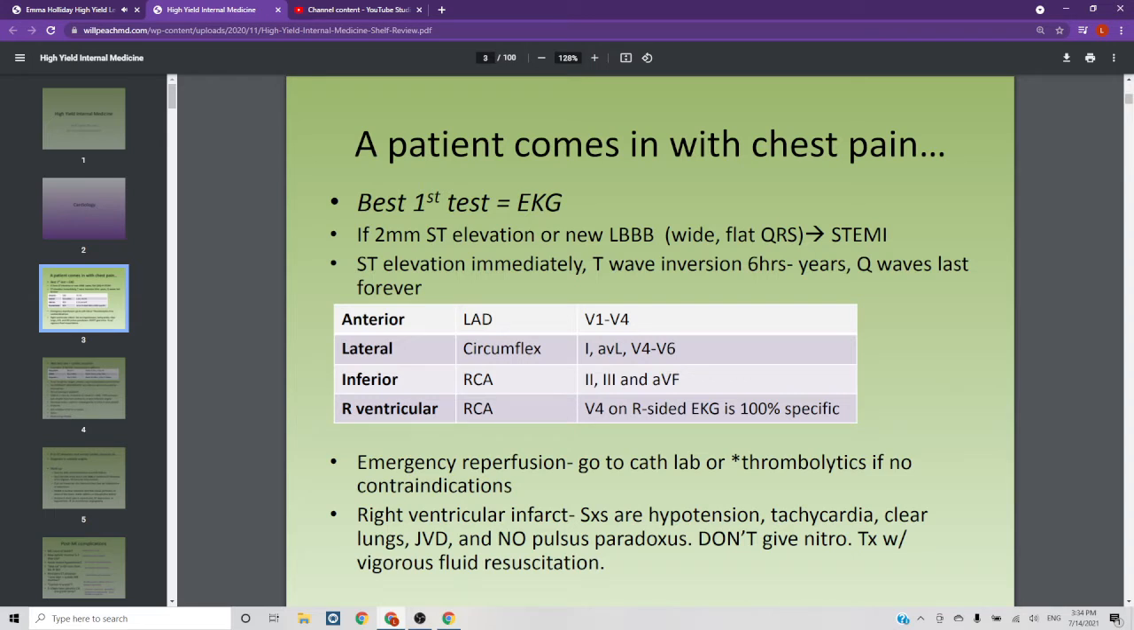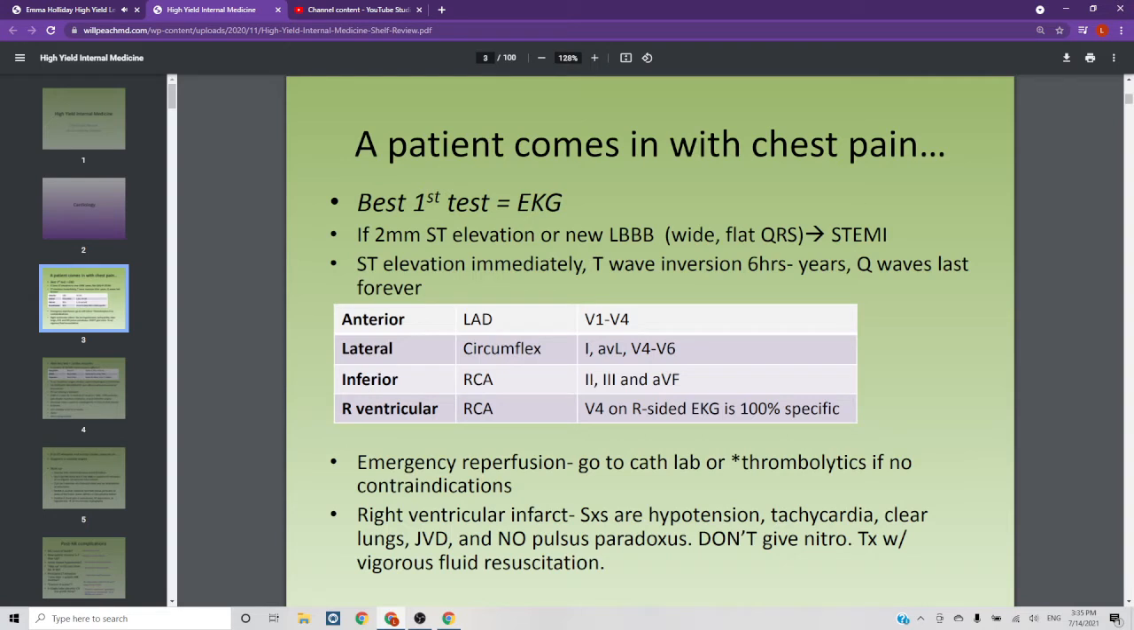Okay, so we're going to start with cardiology, just because it's everywhere on the exam. So it's a good topic to be comfortable with. Here's your patient. He comes in with chest pain. What do you want to do? Best first test. That's how a lot of these questions are written. Best first test, best initial treatment, best next step.